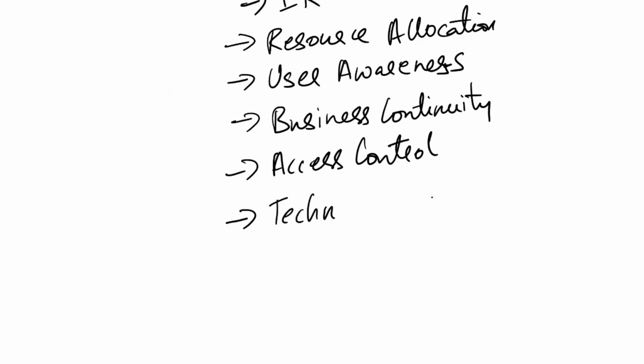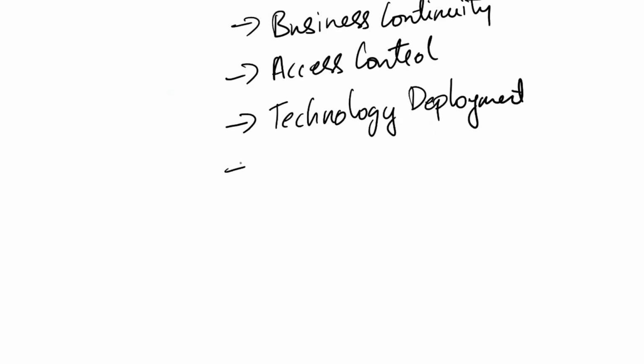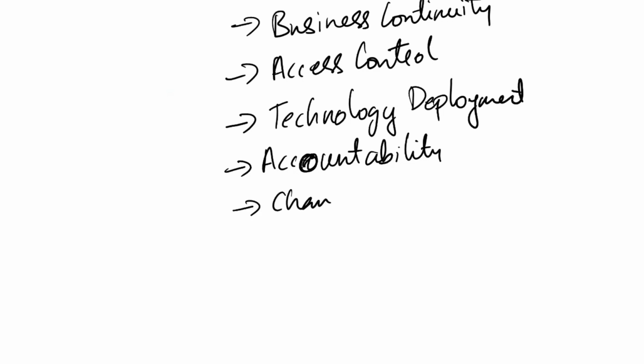Next, technology deployment. Policies guide the selection, deployment, and configuration of security technologies and tools. This ensures that they align with the organization's security objectives. Next one, accountability. Security policies create accountability. When everyone is aware of the rules and responsibilities, it becomes easier to hold individuals and teams accountable for their actions or inactions in maintaining security. Next, change management. They provide a framework for managing changes to the organization's IT environment, ensuring that security measures are considered during changes in technology, processes, or policies.